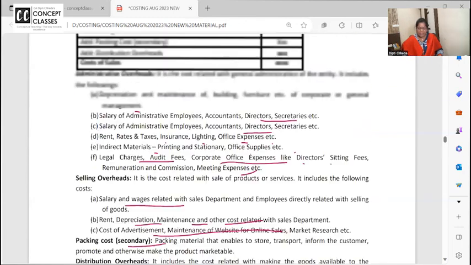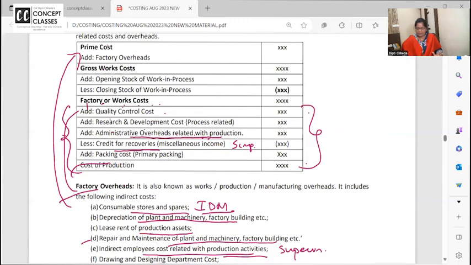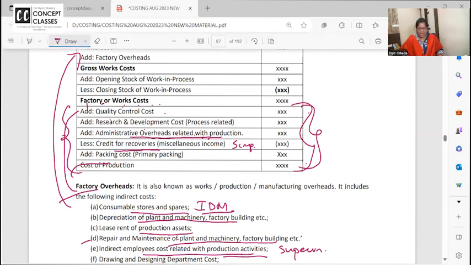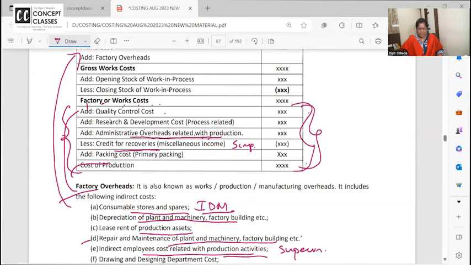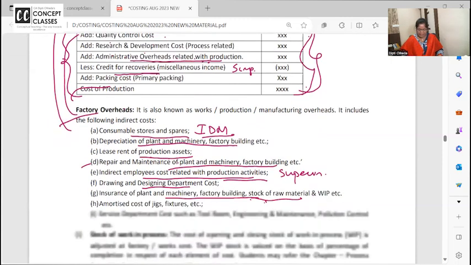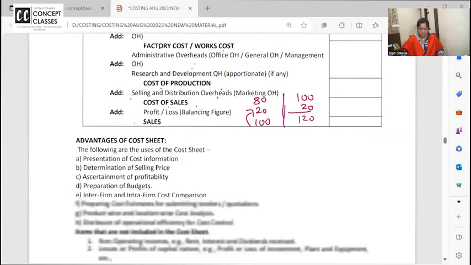Okay. And once again, please take a pause and check. I know I'm repeating, but these items are very popular. If you check past exam papers and RTPs, I'm giving a lot of weightage to that, and I'm making this revision video so that we are not missing out on anything. Quality control, R&D, administrative cost, minus the credit for recoveries and primary packing. Secondary packing will come down. So here we complete this format.